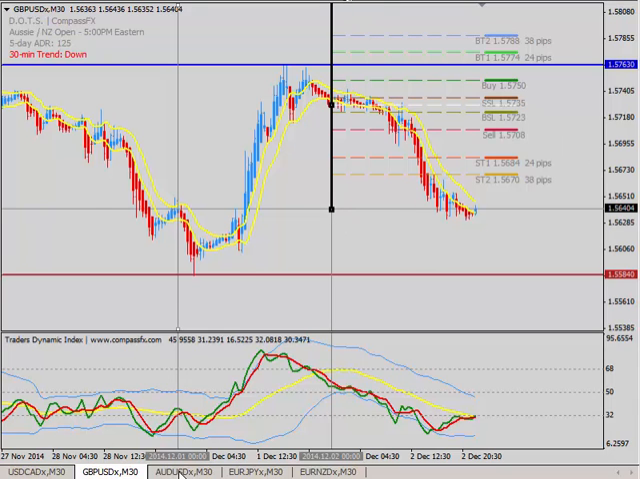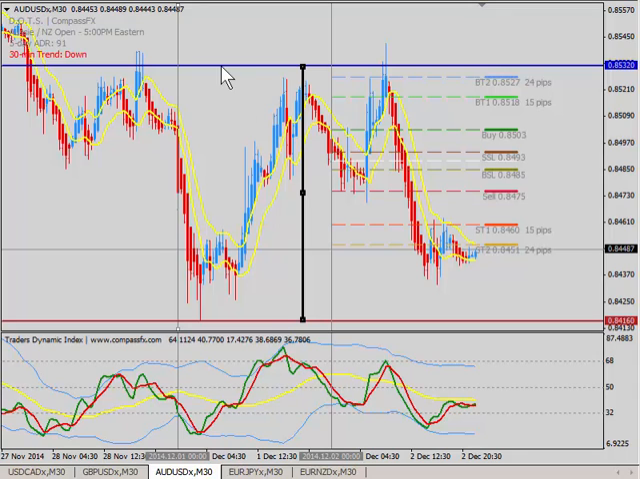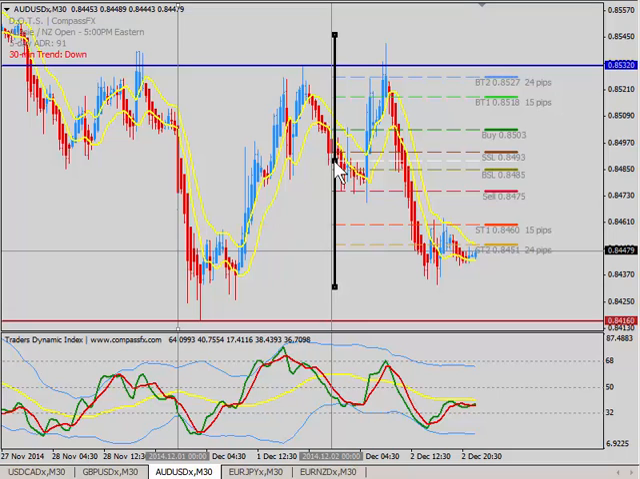Okay, let's take a look at the Aussie dollar. Again, the high of yesterday, the low of yesterday. I run my line. I place the center of the line right on the open of the day. Check this out.